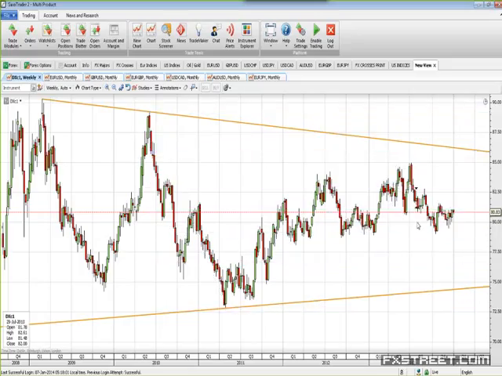But what we have got in this formation is 3-wave patterns. 3-wave patterns inside 3-wave patterns. So here's 1, 2, 3. Here's 1, 2, 3 with 3 waves inside. And even 3 waves inside the 3 waves, down here. So it's sort of dictating that we're in just a very large corrective pattern.